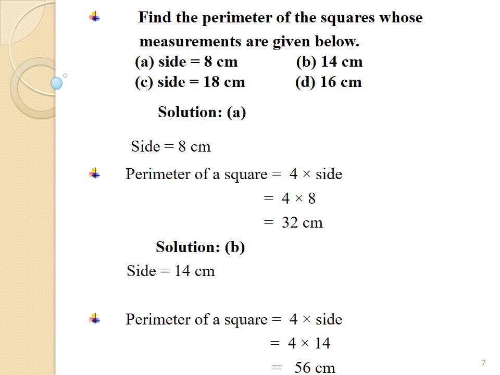Now, sum B. Side is given 14 centimeters. Thus, perimeter of a square equals to 4 multiplied by side equals to 4 multiplied by 14 equals to 56 centimeters. Thus, perimeter of a square is 56 centimeters.